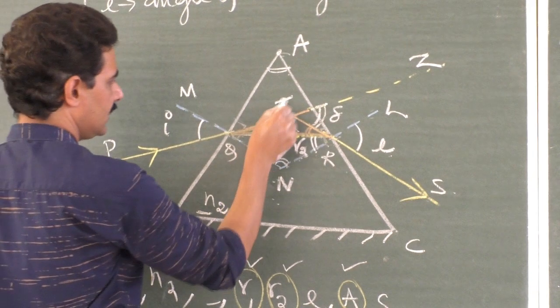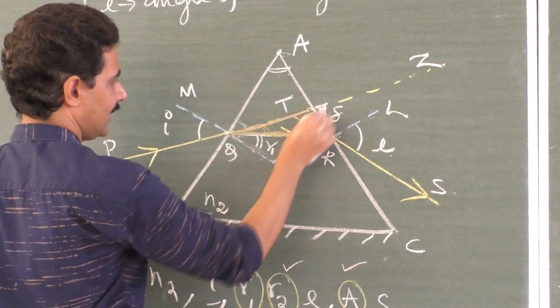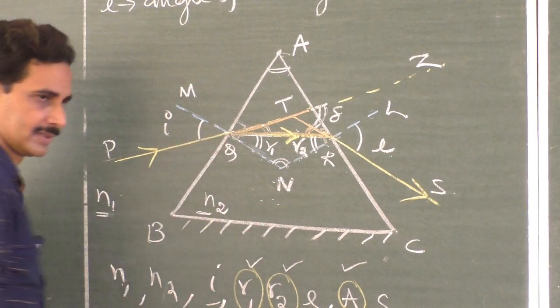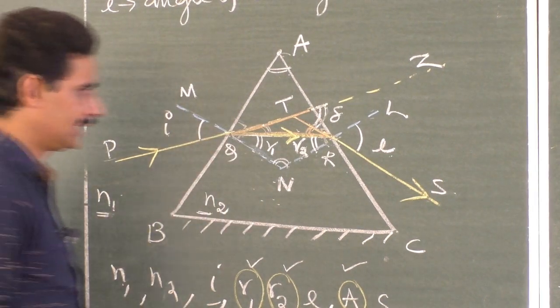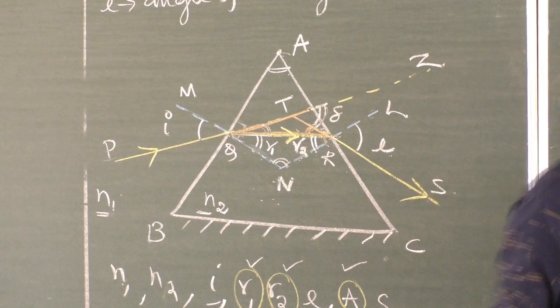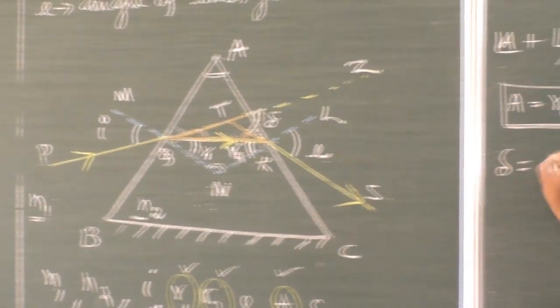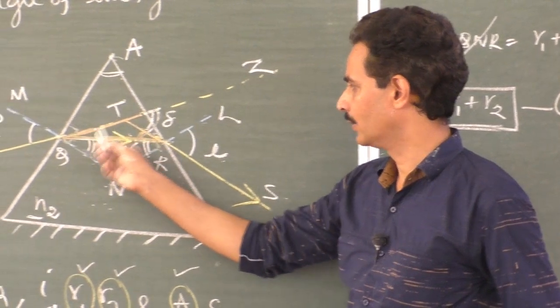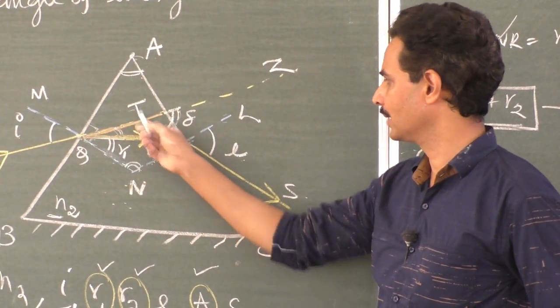So in the triangle TQR, delta is the exterior angle. It should be the sum of the two interior opposite angles. So shall I write delta is equal to the sum of the two interior opposite angles. What is that? TQR plus TRQ.